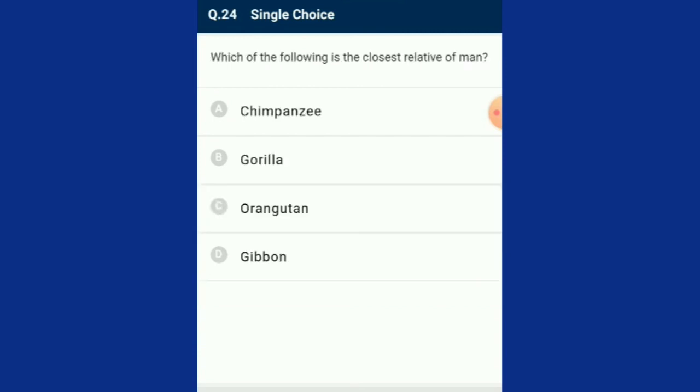Question number 24. Which of the following is the closest relative of man? Chimpanzee is the closest relative of man. The banding patterns of human chromosomes number 3 and 6 are remarkably similar to those of chimpanzee, including a common origin for both. Chimpanzee and human genomes show a similarity of about 98%.